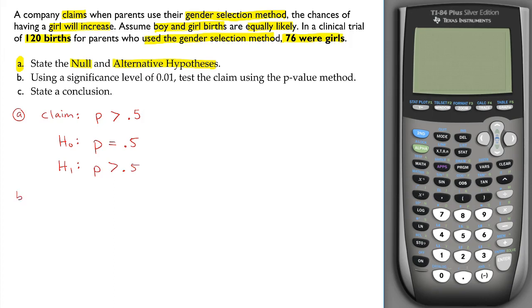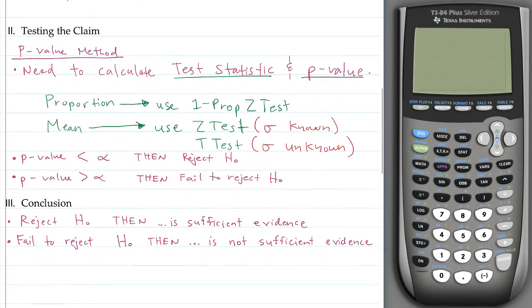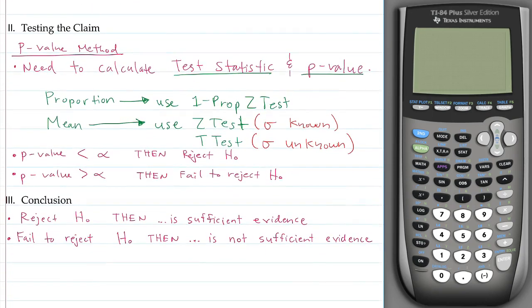All right, step B. Step B says use a significance level of 0.01 to test the claim using the p-value method. So the next step in a hypothesis test is testing the claim. And in this video, I'm going to go over a testing method called the p-value method. P-value stands for probability value. And with the p-value method, you need to calculate two things, the test statistic and the p-value.